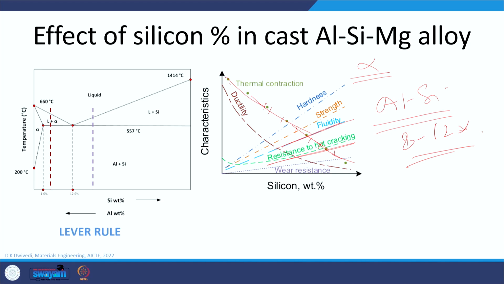Now we will summarize this presentation. In this presentation we have seen how to prepare patterns using wood, how to prepare the molds, and how to make the castings. Then we have also seen one case study where we looked at the effect of silicon on microstructure and mechanical properties. Thank you for your attention.